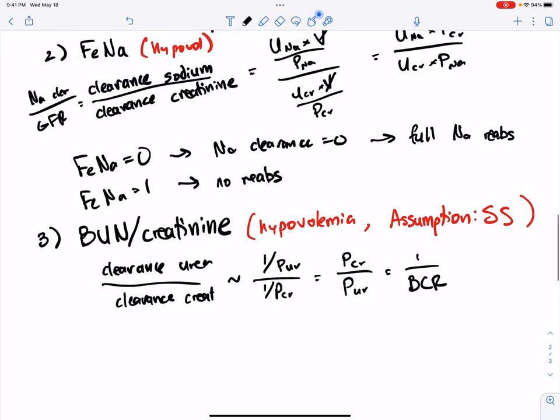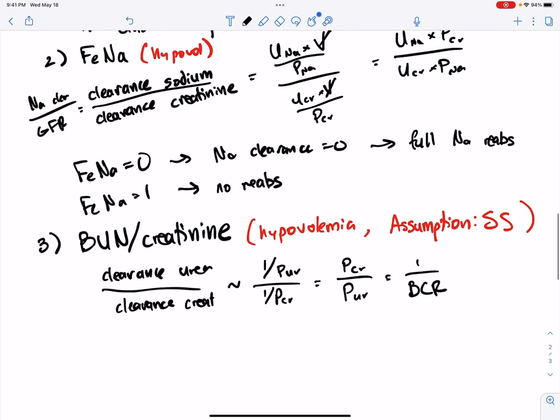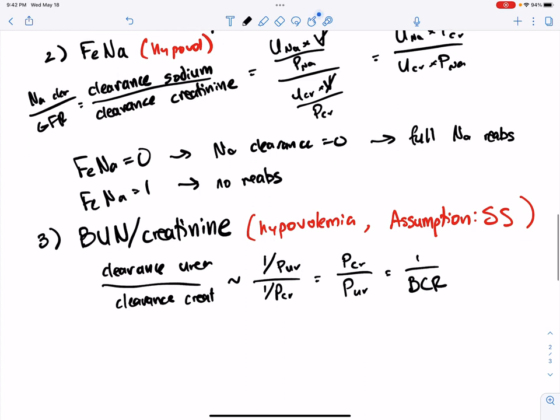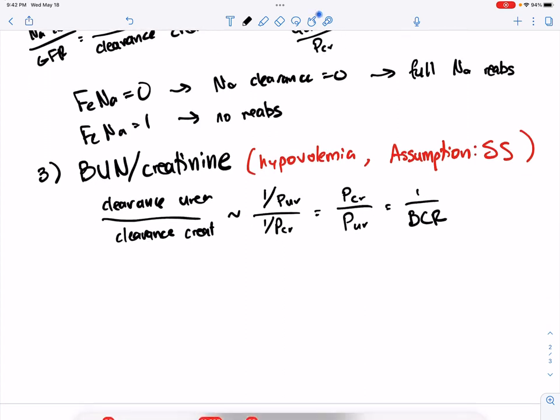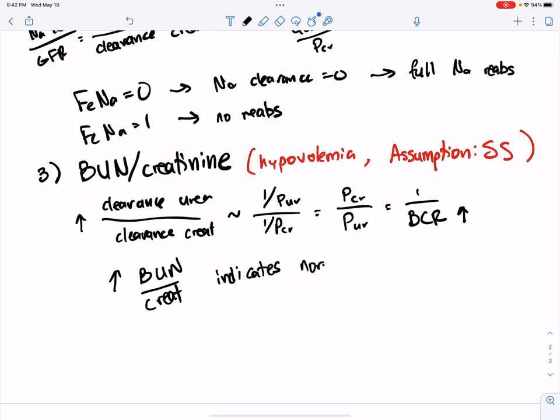Basically, remember above, clearance of sodium divided by clearance of urea gave us a sense of our kidney function, our tubular function, right? So if our tubular function here is good, when BCR is high, that means our tubular function is good. That means we're reabsorbing urea. We're doing reabsorption in the context of hypovolemia, which is what we expect. And so a high BUN to creatinine ratio, in the context of hypovolemia, indicates normal reabsorption.